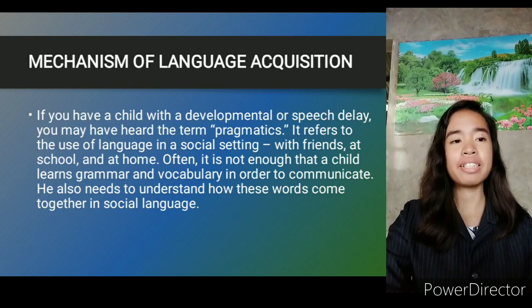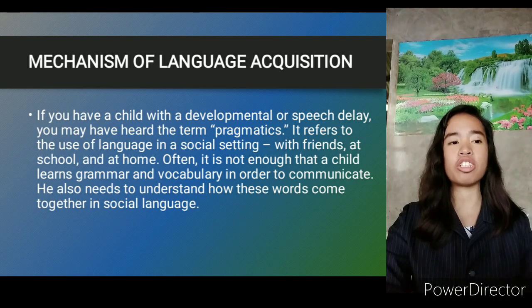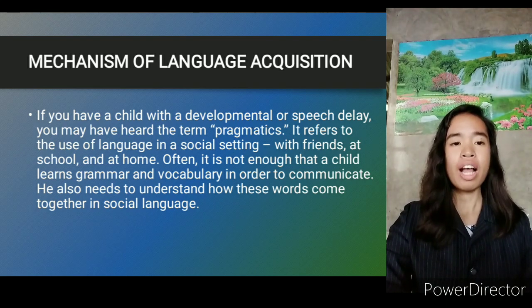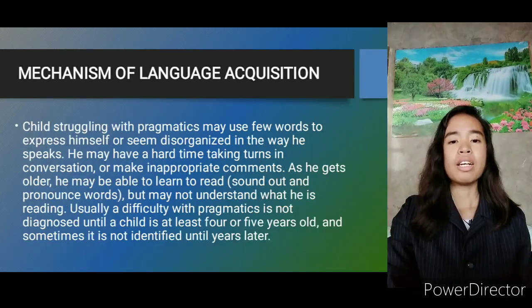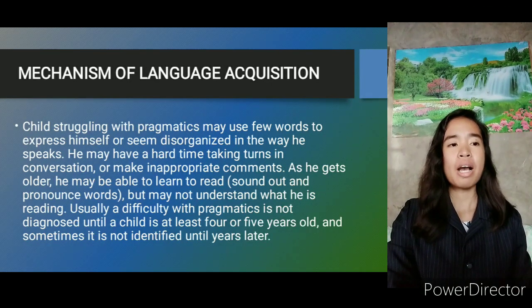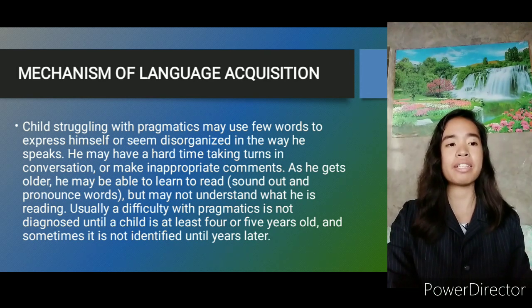If you have a child with a developmental or speech delay, you may have heard the term pragmatics. It refers to the use of language in the social setting, with friends, at school, and at home. Often, it is not enough that the child learns grammar and vocabulary in order to communicate. He also needs to understand how these words come together in social language. A child struggling with pragmatics may use few words to express himself or seem disorganized in the way he speaks. He may have a hard time taking turns in conversation or make inappropriate comments.